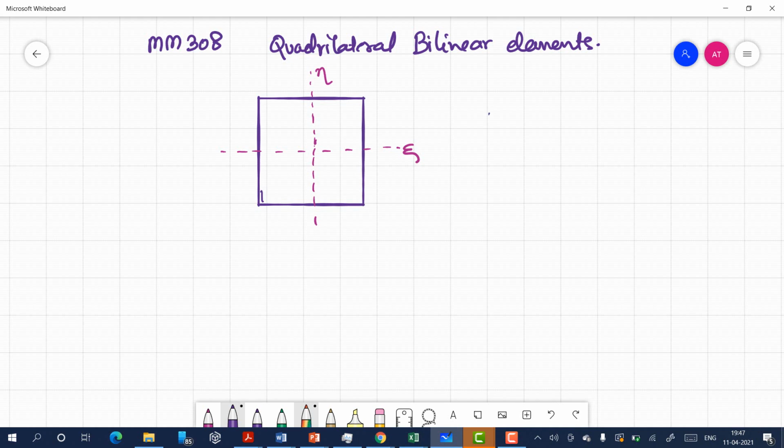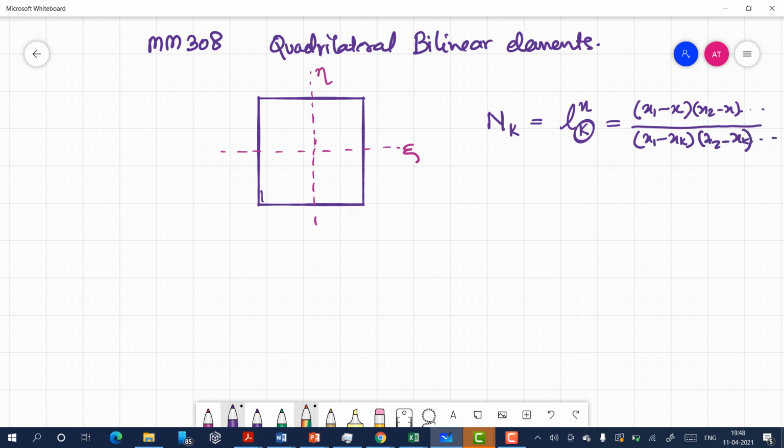So we have done the shape function derivation in one-dimensional elements. For any node number k, in one dimension, we found that it is equal to L_k^n. If there are n nodes and we are targeting node number k, then it is simply X1 minus X, X2 minus X and so on, divided by X1 minus Xk, X2 minus Xk, and so on. And for the kth value you don't write either the numerator or denominator, but this is valid in one dimension, the Lagrange's formulation.